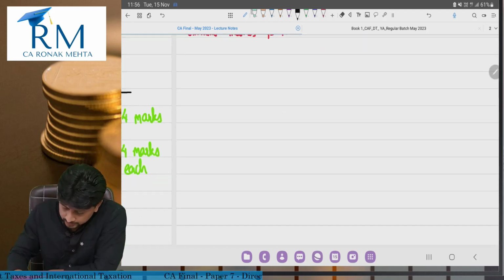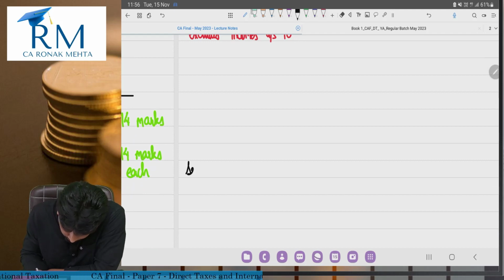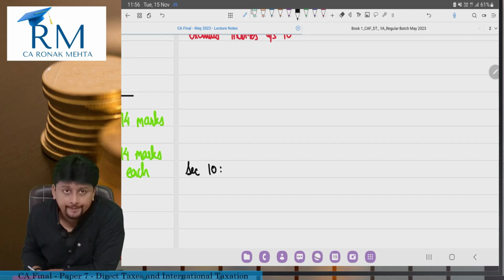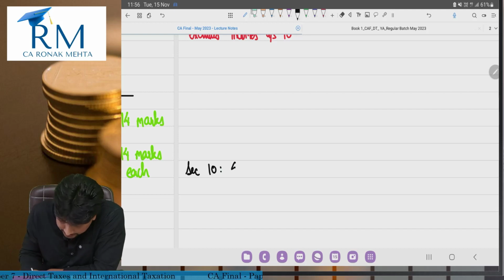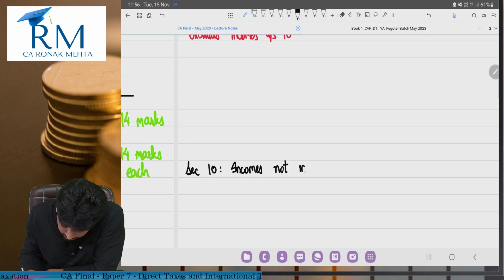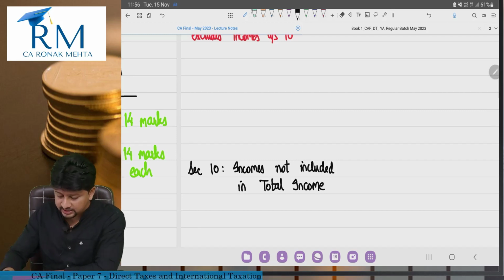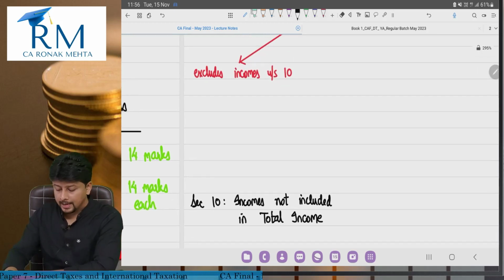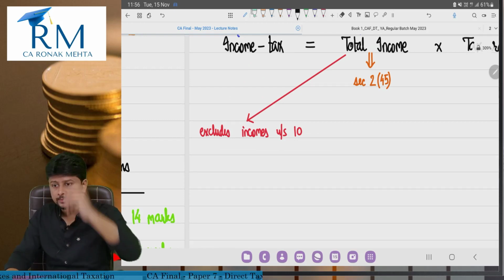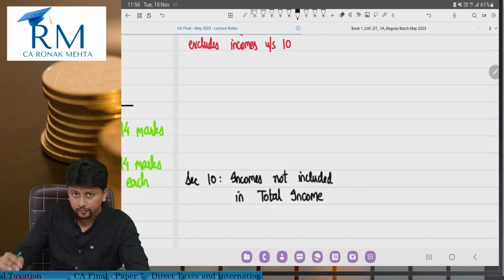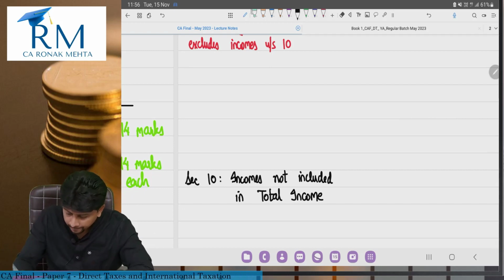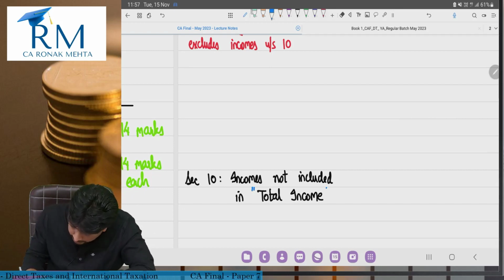If you actually open the Income Tax Act and you look at section 10, the heading of section 10 is incomes which are not included in total income. Now basically it means the same thing that I have written. If you observe, I wrote total income excludes income under section 10, and the official heading of section 10 is incomes which are not included in total income.